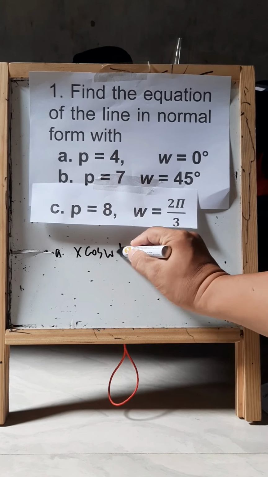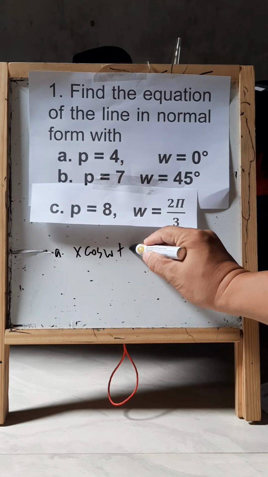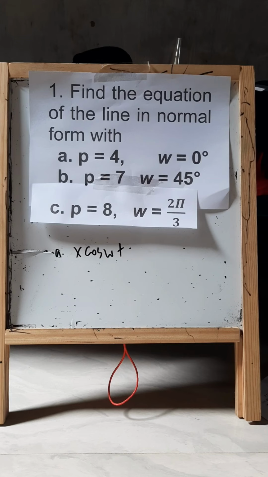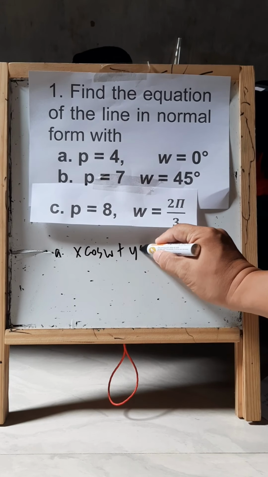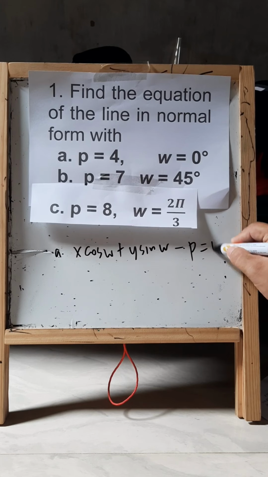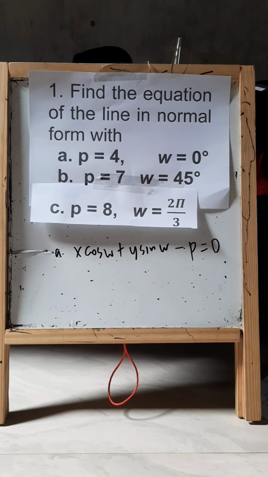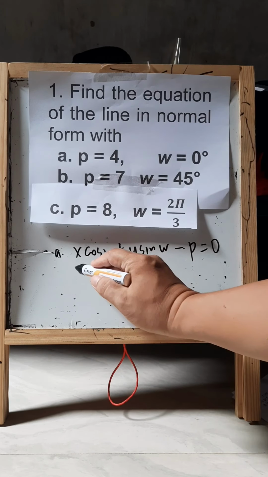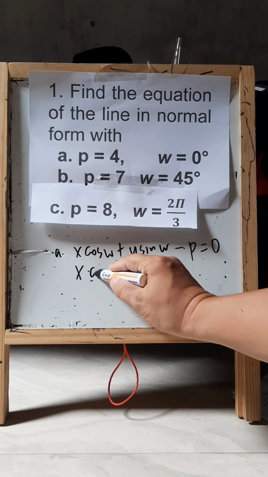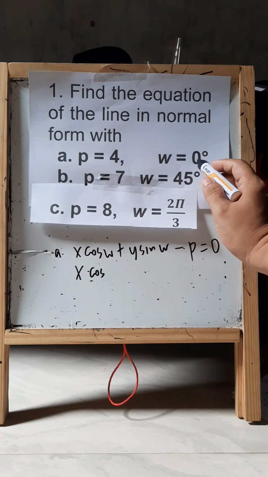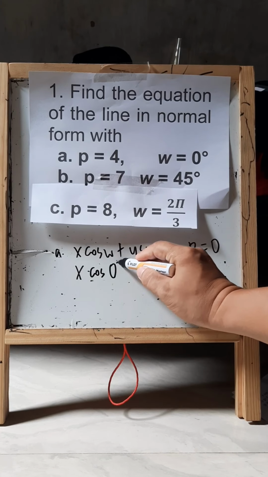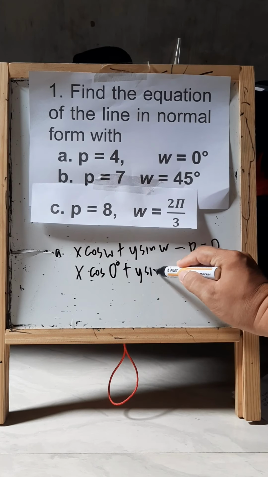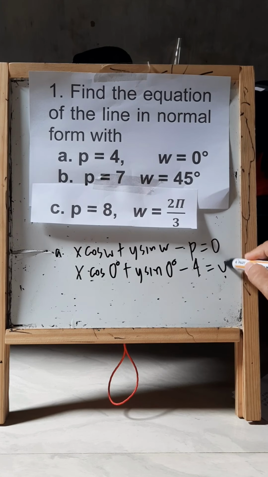First, we're going to write the equation of the line in normal form. X cosine W plus y sine W minus P is equal to 0. So from here we can now substitute. What is the measure of W? The angle is 0 degrees. Plus y times sine 0 degrees minus 4 is equal to 0.